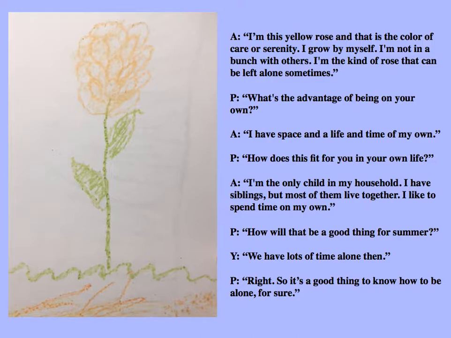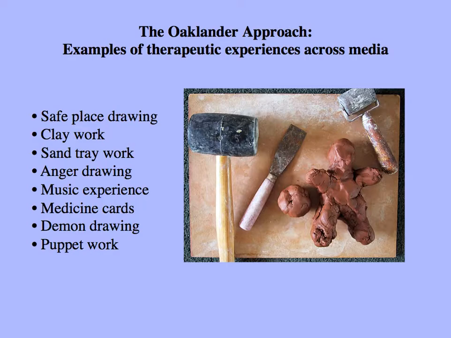So this is a small example of how something playful, a rose, growing by itself, became kind of real in that it described something about this child's actual experience. Okay, so that was an experience of the rosebush drawing. There are other therapeutic experiences that I learned from Violet, and they include everything from a safe place drawing to a clay experience, working with clay, to working in a sand tray and with little figurines.